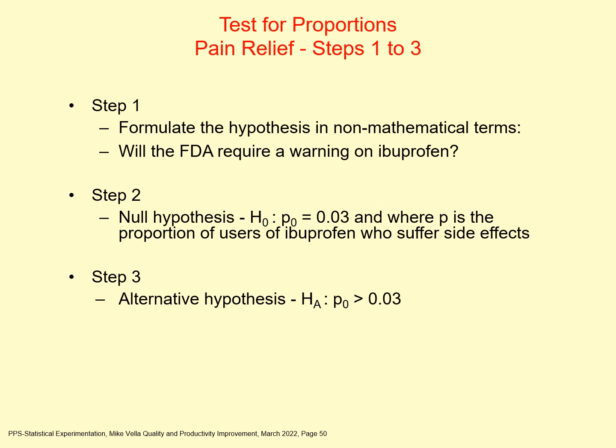Step 1. We're going to formulate the hypothesis in non-mathematical terms. Will the FDA require a warning on ibuprofen? Step 2. We're going to state our null hypothesis, and that is that P0 is 0.03, that's 3%, where P is the proportion of users of ibuprofen who do suffer side effects. Our alternative hypothesis is that P0 is greater than 0.03, greater than 3%.